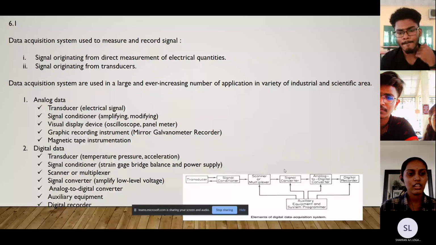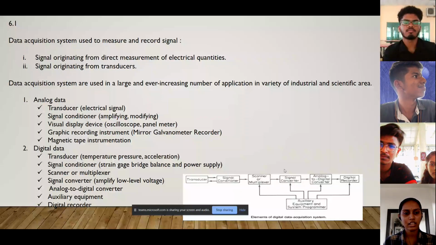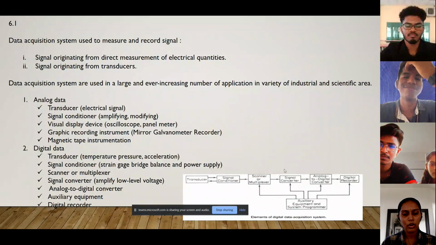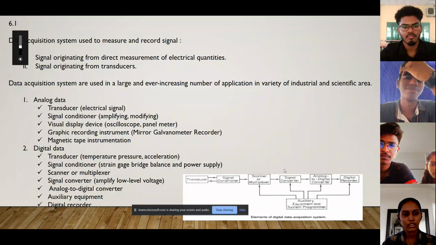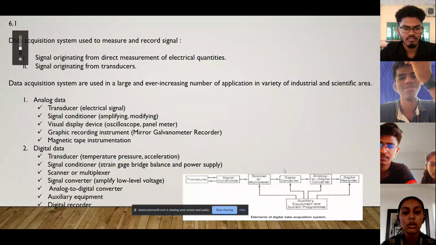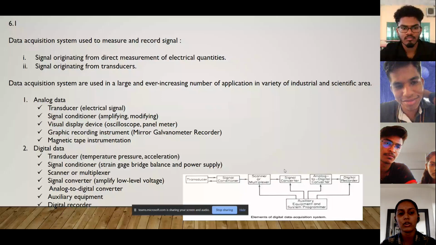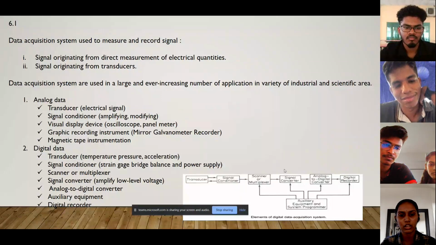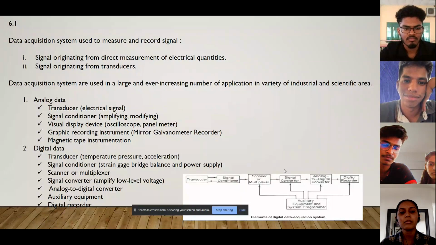Analog data. Transducer converts to an electrical signal. Signal transmission, amplifying or modifying it. Visual display device, oscilloscope, potentiometer, graphic recording instrument, mirror galvanometer recorder.